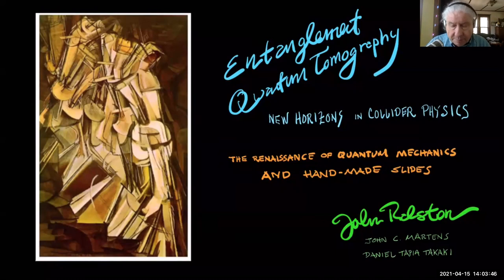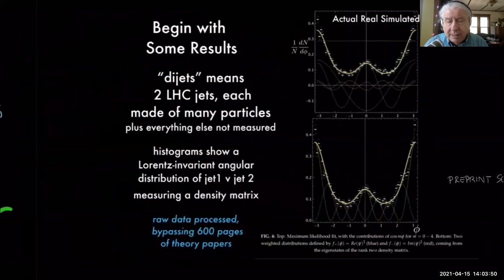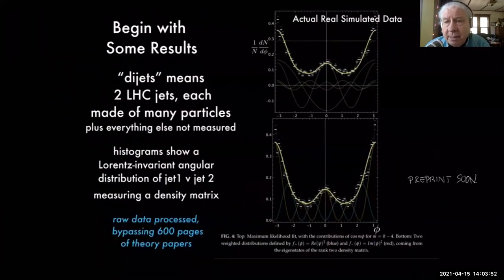So we have something different. We don't use a parton model. We don't assume factorization. What we have is a different way to analyze data. You start with four vectors, construct density matrices, and extract quantum mechanical information from the density matrices. Now here are some results. These results come from actual simulated data.